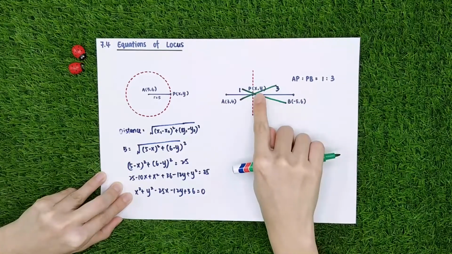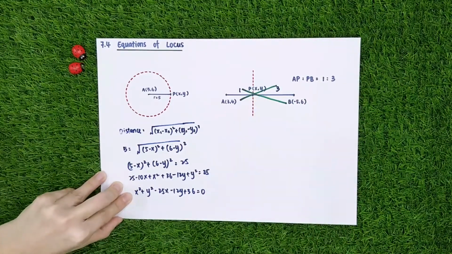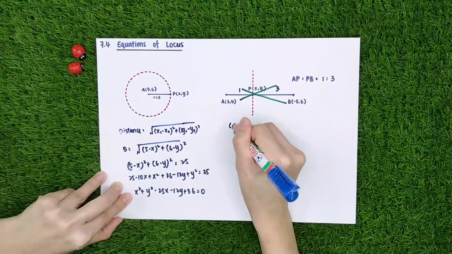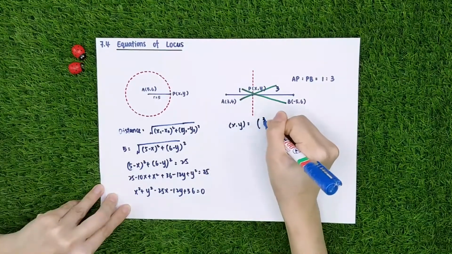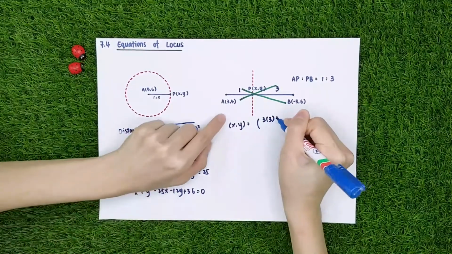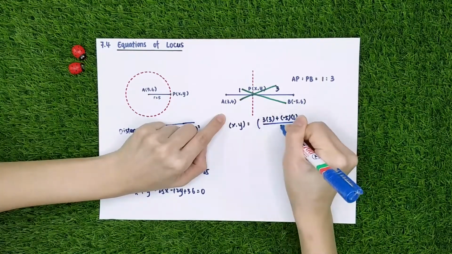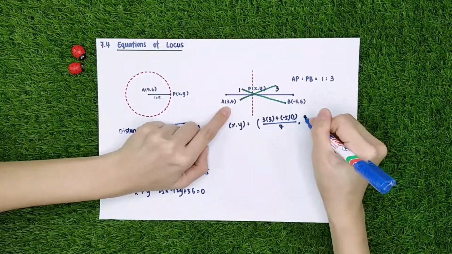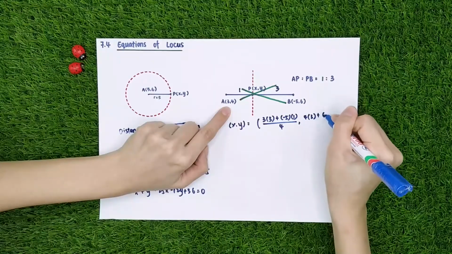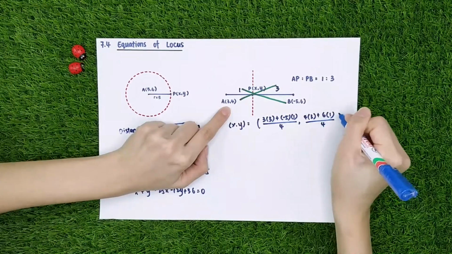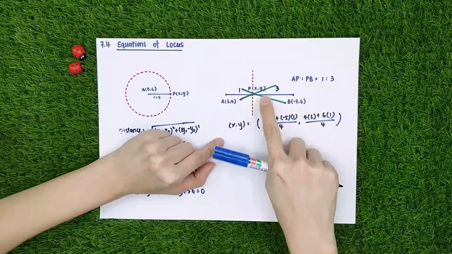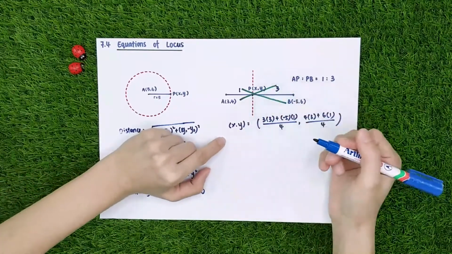I can find the coordinate P. That means x, y is equal to 3 times 3 plus negative 5 times 1 over 4, and 4 times 3 plus 6 times 1 over 4. You can find your coordinate P. But this is only the coordinate P.